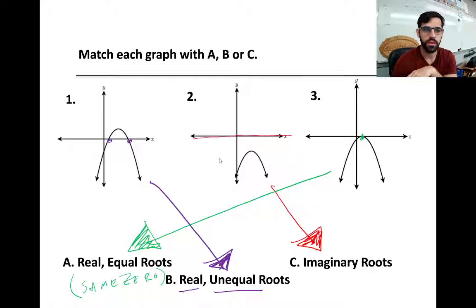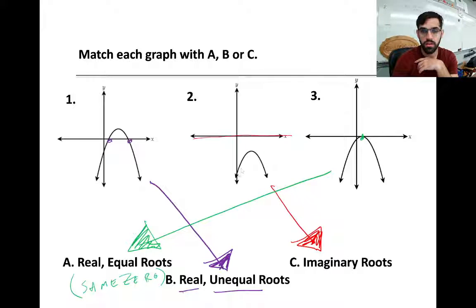Alright, so if we were to just think about roots, are they real? Are they imaginary? Are they equal? Are they not equal? We can match up these graphs accordingly. So number 1, there's 2 roots, so they're real. If it crosses the x-axis, they're definitely real. The roots are at different spots on the x-axis, so they're not equal roots, they're different roots, they're unequal. So 1 would go with b.